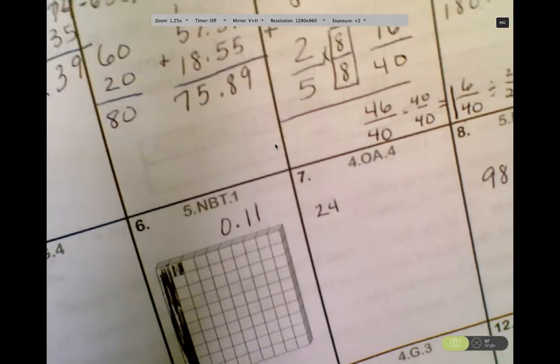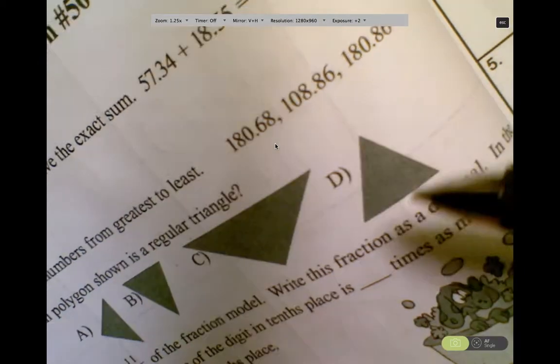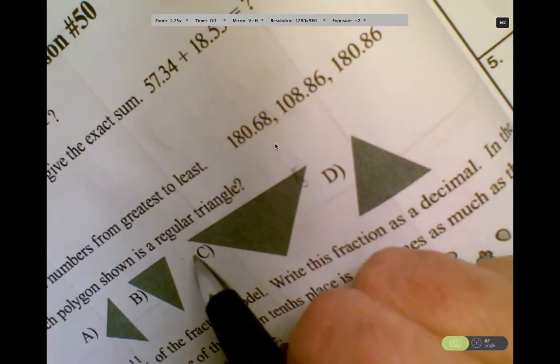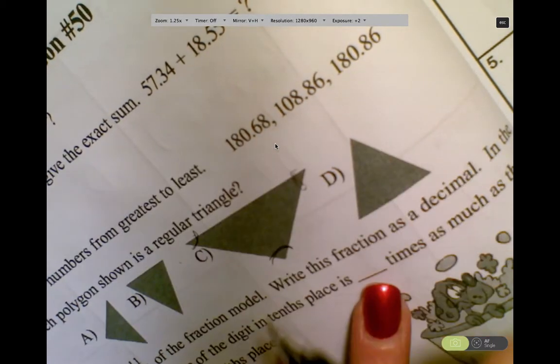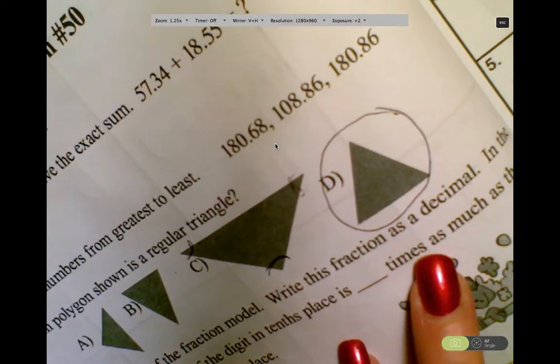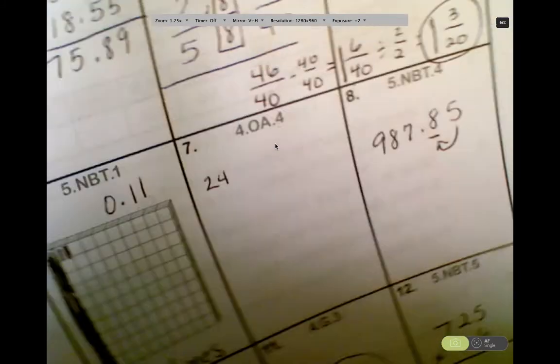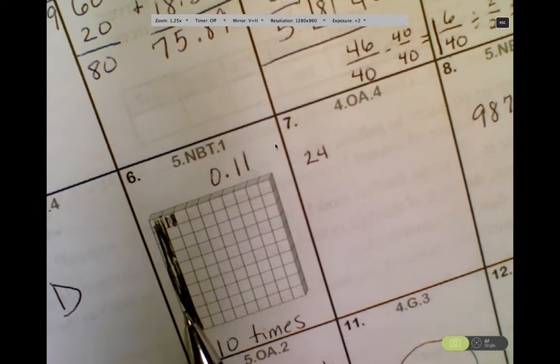Number 5, which polygon is a regular triangle? Remember, a regular triangle has the same shape, all sides are the same, and angles are the same. If I look at this one, I can see that these angles are not the same as this angle. So I'm going to come over to D, where I can see all sides are the same, and all angles are the same.